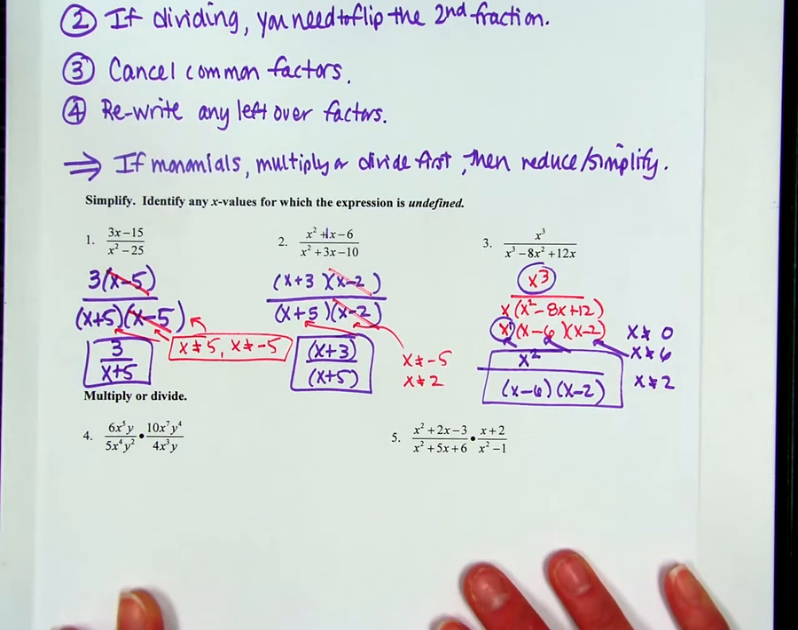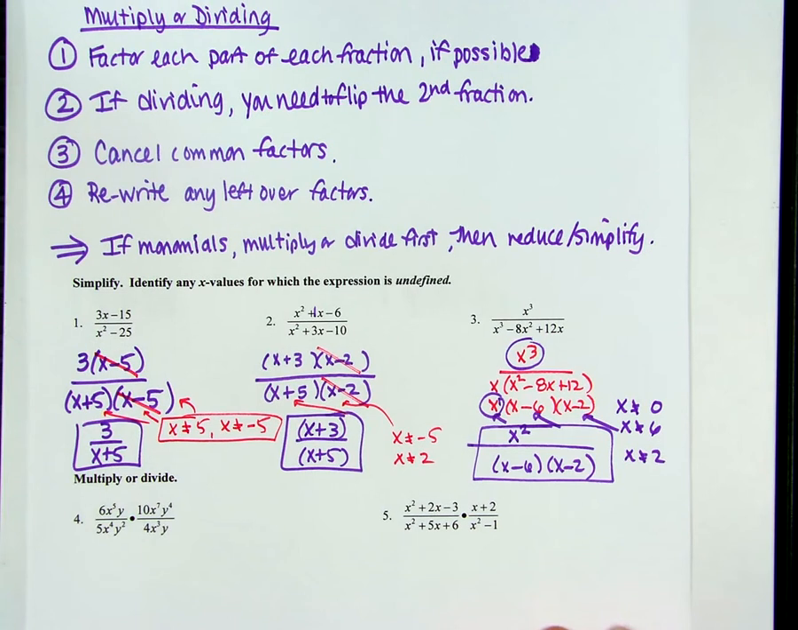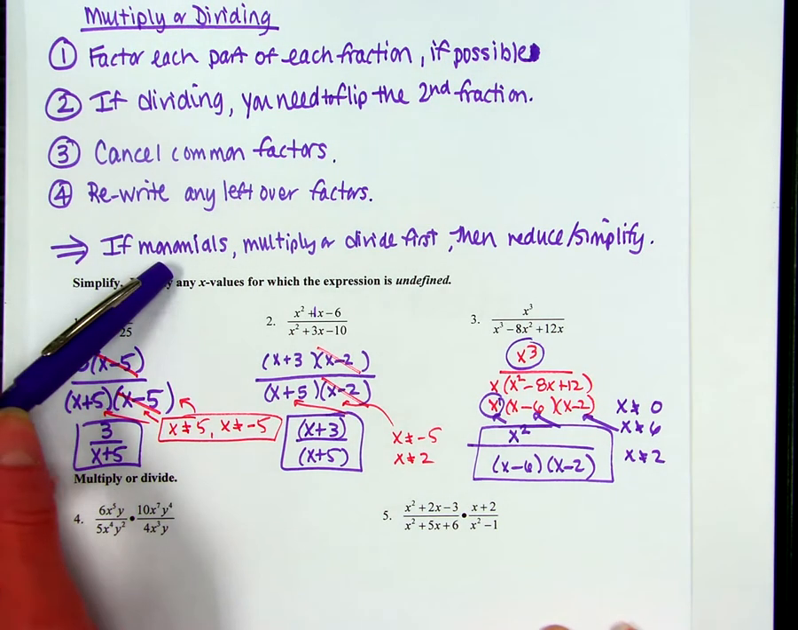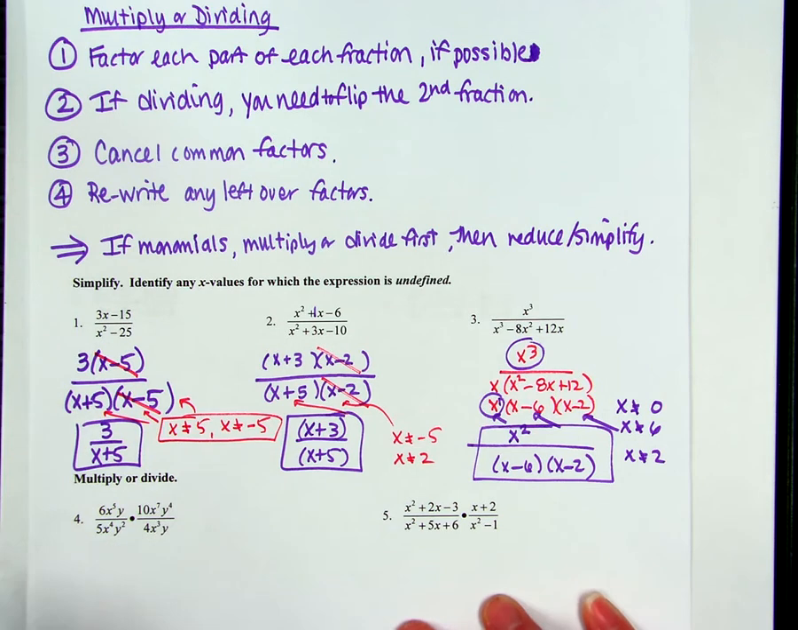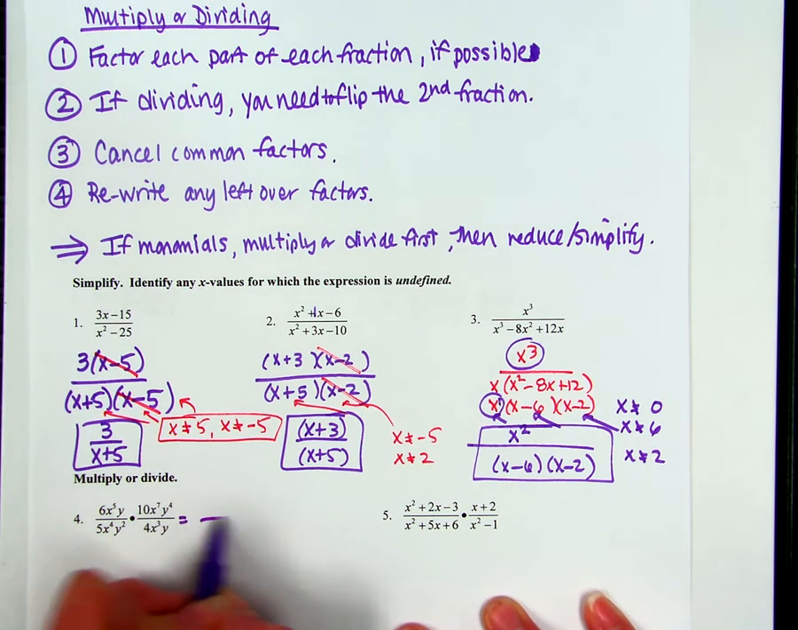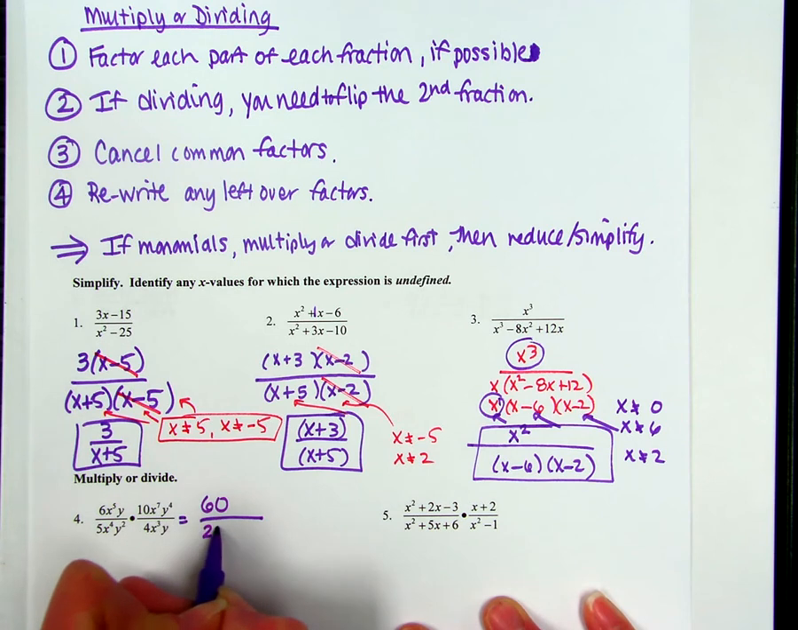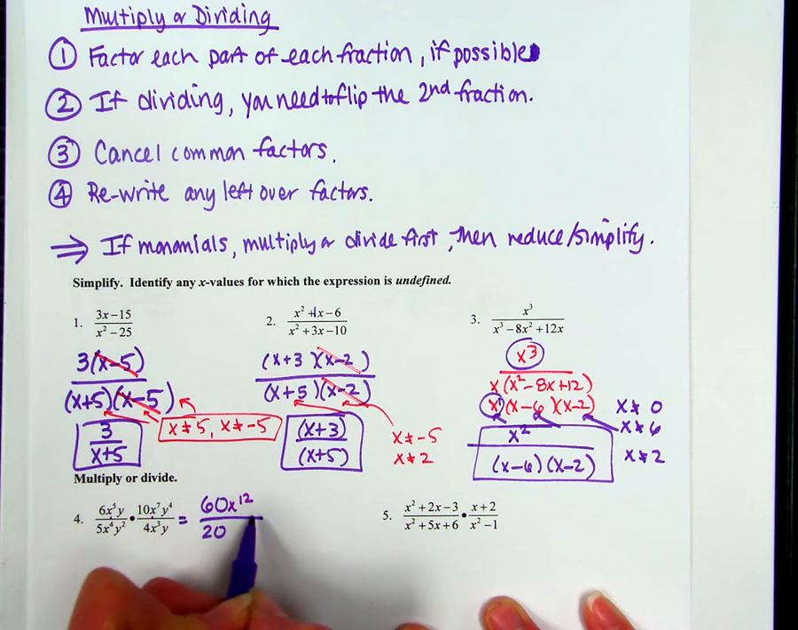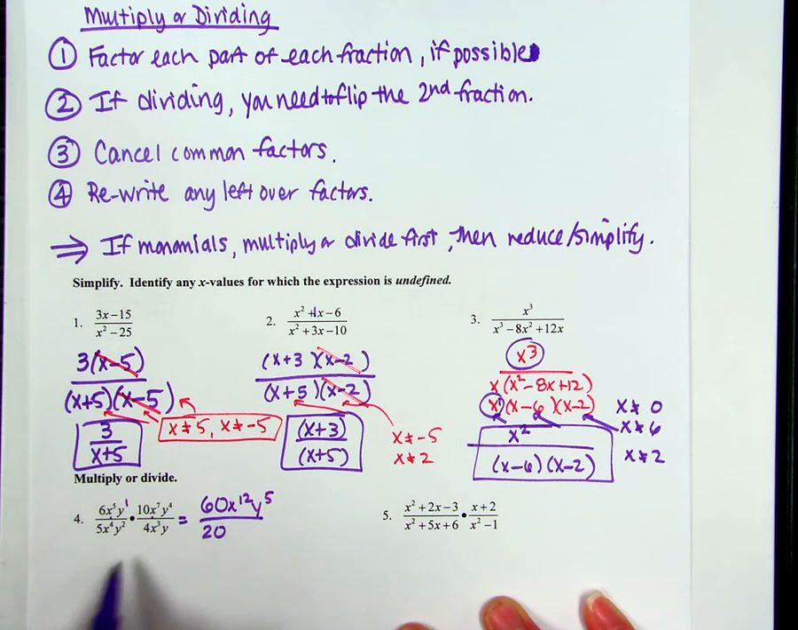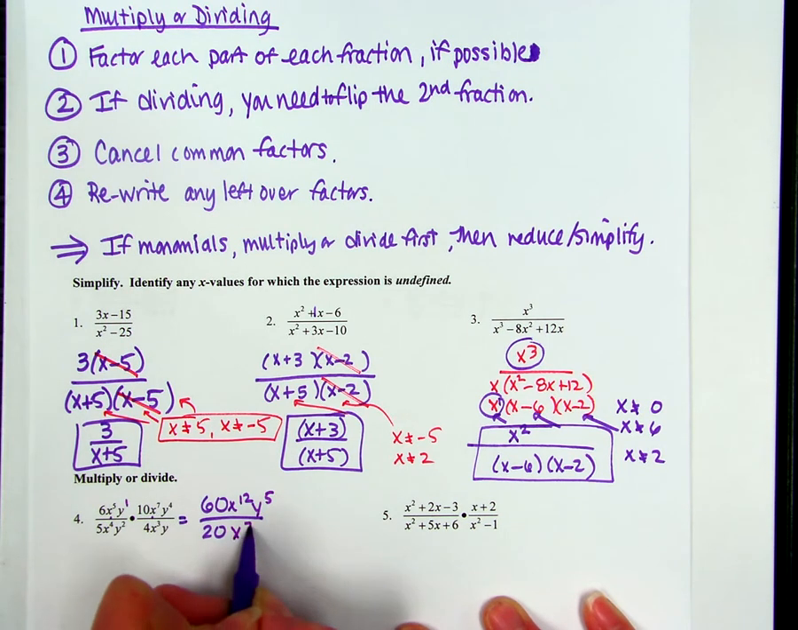Now we're going to get into multiplying or dividing. All right, so notice that we can't factor anything in this problem because these are all monomials. So if they're monomials, we're going to do our multiplying first. So 6 times 10 is 60, 5 times 4 is 20. Add my x's, I've got x to the 12th, y to the 5th. Add my x's, I've got x to the 7th, y to the 3rd.